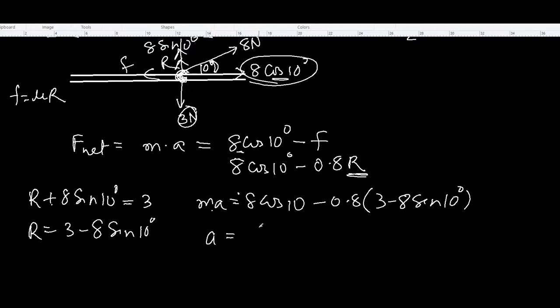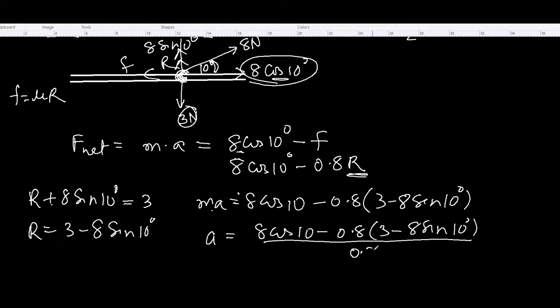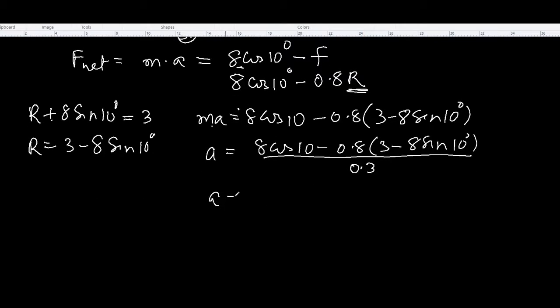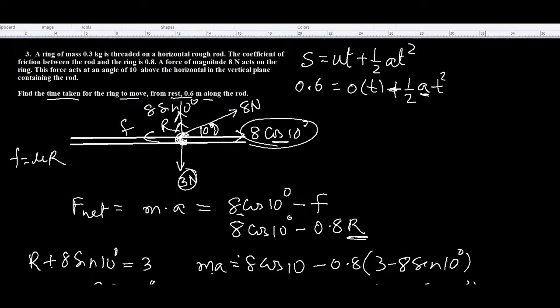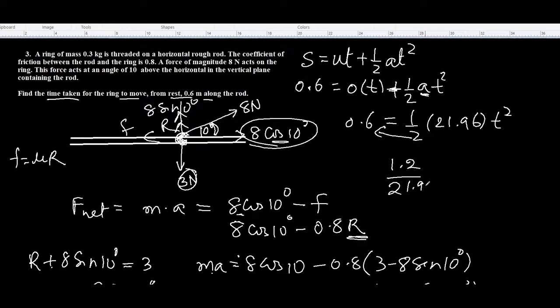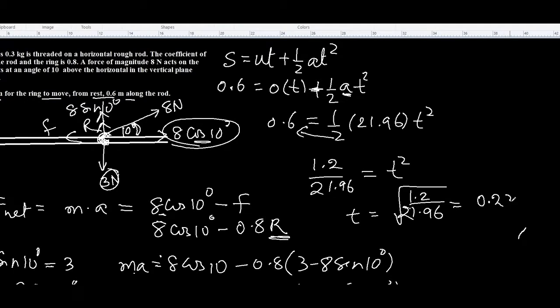So acceleration will be 8 cos 10 minus 0.8 times (3 minus 8 sine 10 degrees), divided by M. M is mass 0.3. So acceleration it gives me is 21.96 meters per second squared. This is the acceleration we will use in our equation here. 0.6 equal to half times 21.96 t squared. So cross multiply 2 here, 1.2, and this divides 21.96, equal to t squared. So t becomes square root of 1.2 over 21.96. And let's see how much it is. It's 0.23 seconds.